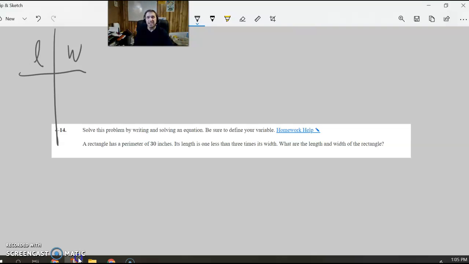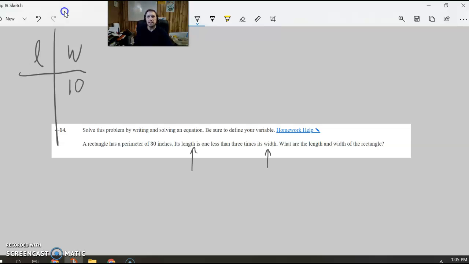What I would say is, let's guess one of these. Its length is 1 less than 3 times its width. So the length is something to do with the width. So you could guess one of them and go backwards. There's an easier one to guess, but if you try it out a few times, you'll see. Start by guessing its width, right? Because the length is based on the width.